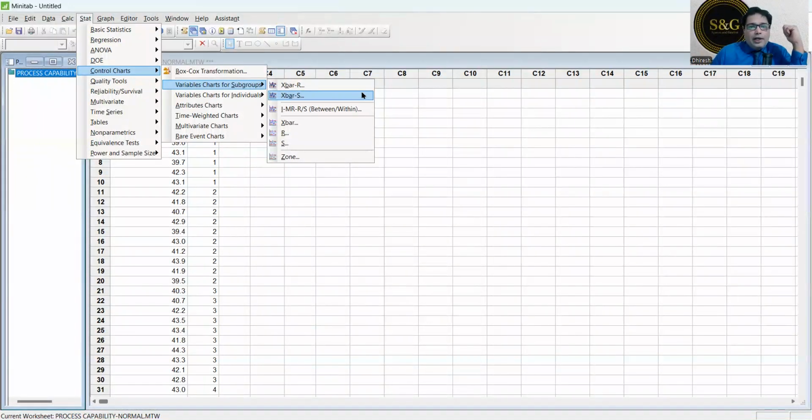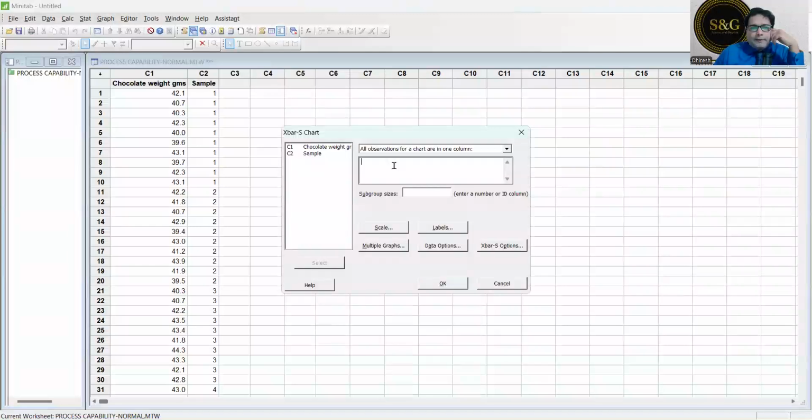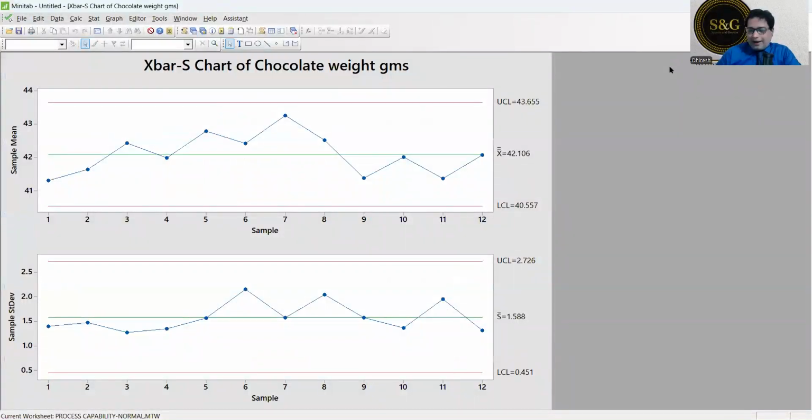Okay, let's go. Click on this X bar S. Here, you just have to select chocolate weight in this region, and in the subgroup size, select the sample column. And click on OK. That's it. Don't do anything else. Just click on OK. Just type OK. And this is the X bar S chart for us. Just type got it if you have got this graph.